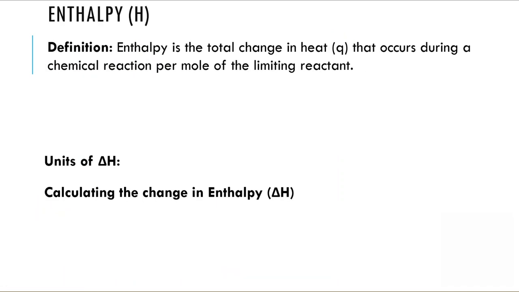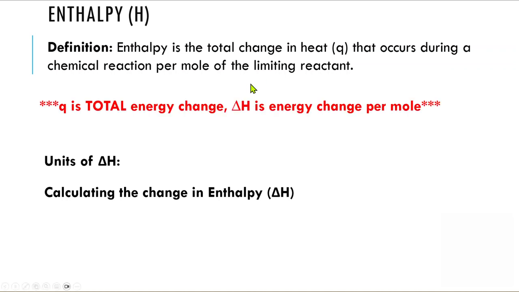All right, now let's talk about enthalpy. Enthalpy is denoted with a capital H. Now, when I show you the definition for enthalpy, what you'll notice is it's very similar to the definition of Q, but it's a little teeny tiny bit different. Enthalpy is the change in heat that occurs during a chemical reaction per mole of the limiting reactant. What's the difference then? Q is the total change in energy. Delta H, the change in H, is the energy change per mole.